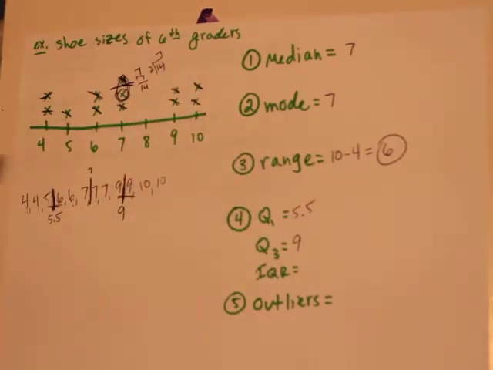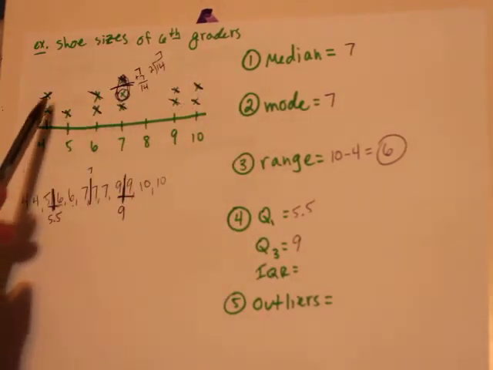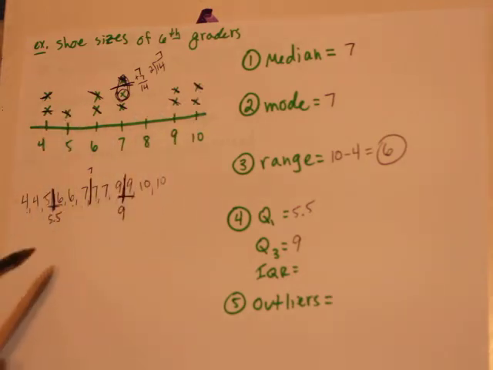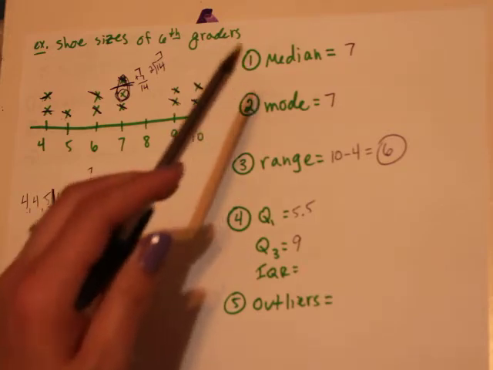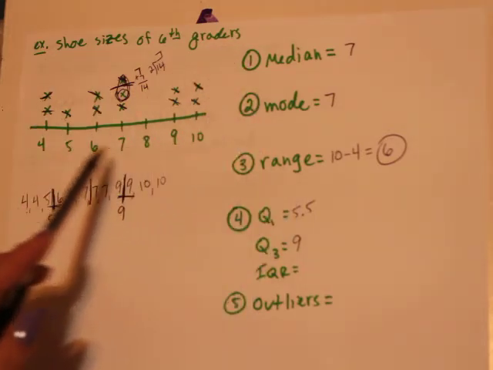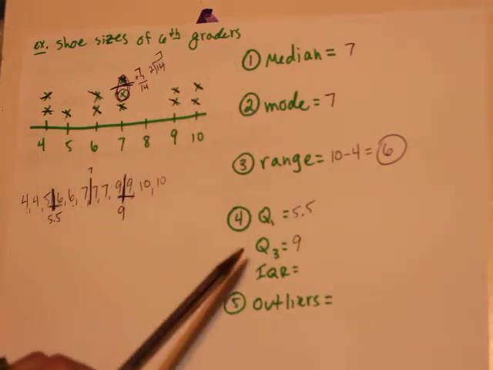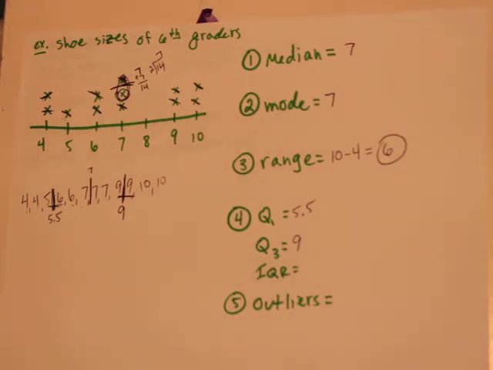Okay, now I really want you to be taking the numbers from your dot plot and putting them into a list, especially if they ask you to find the quartiles and things like that. Median and mode and range, you can look at your dot plot as it is, but if they're asking to find more detailed stuff, look at a list of the numbers.